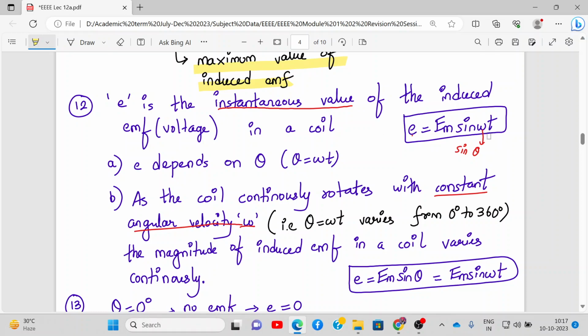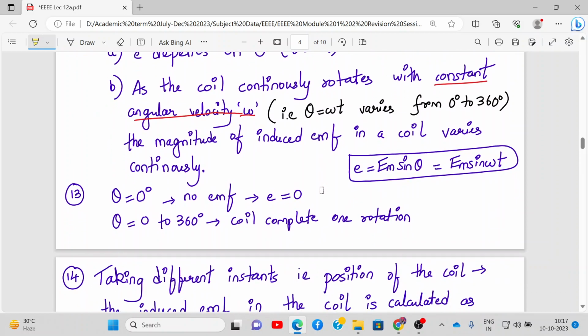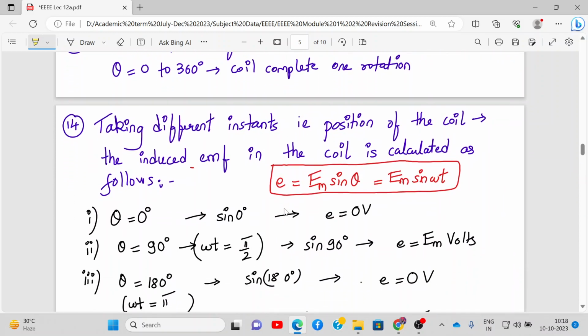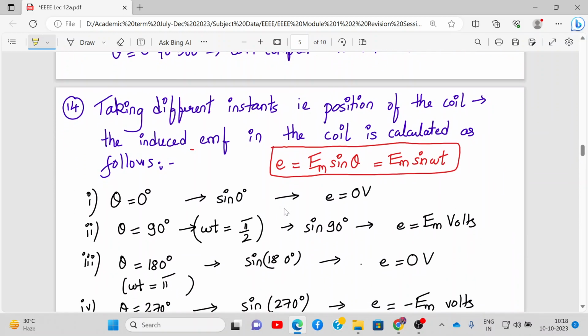So what we are saying is, if theta changes from 0 to 360, E also changes. The EMF varies continuously. So let's see an example. If theta is 0, there is no EMF produced, and E will be 0. When theta goes from 0 to 360, the coil completes one rotation. So let's take different instances, that is positions of the coil, and we calculate the induced EMF as follows.